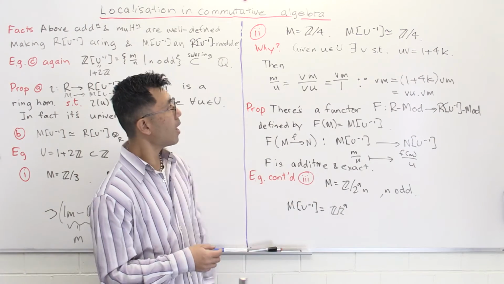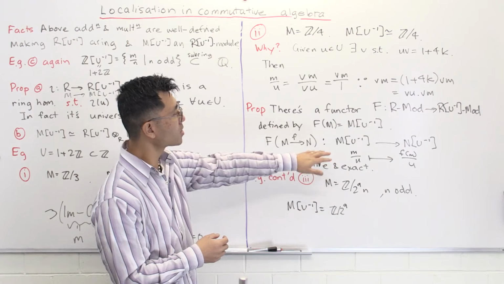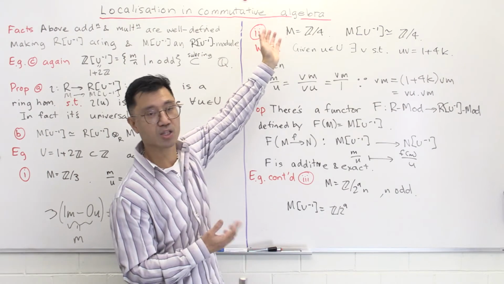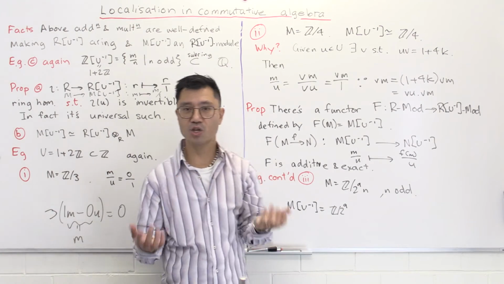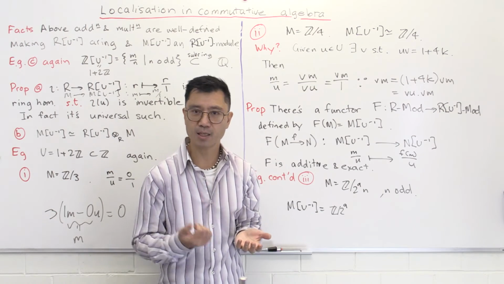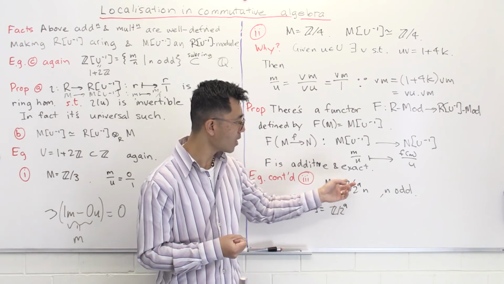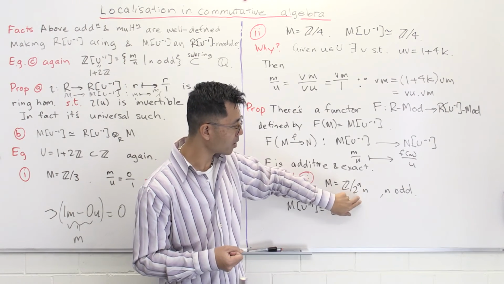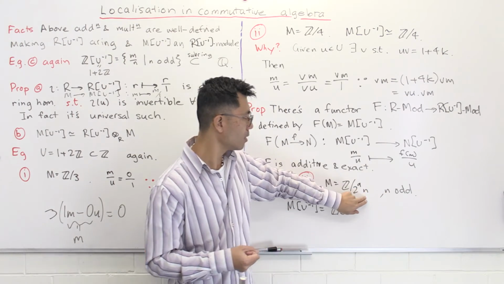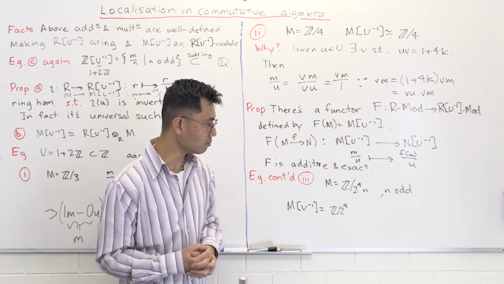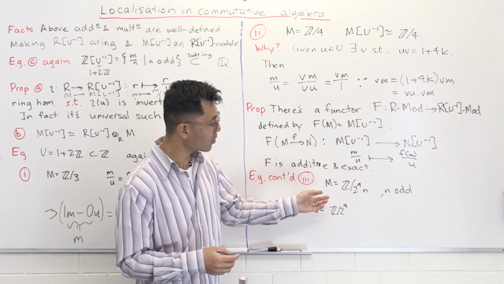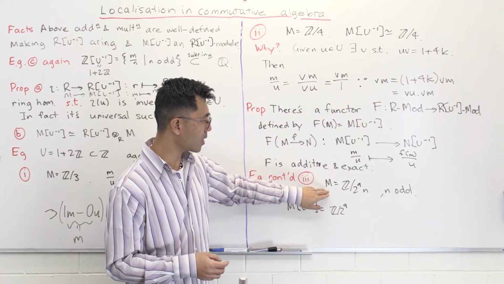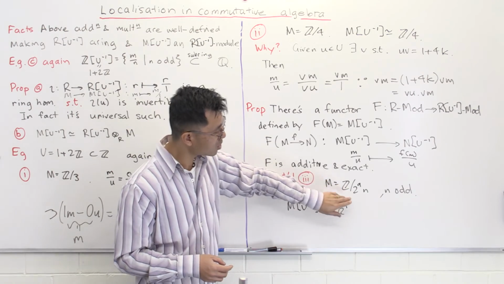So for example, if you want to work out what the localization functor does in this example: any finitely generated abelian group, you can write as a direct sum of cyclic modules. So they all have this form, M equals Z over something. And I can write this in the form where that something in the denominator is an odd number n times some power of 2 to the a. So to work out the localization M U inverse of any finitely generated abelian group M, we just need to look at this case here.